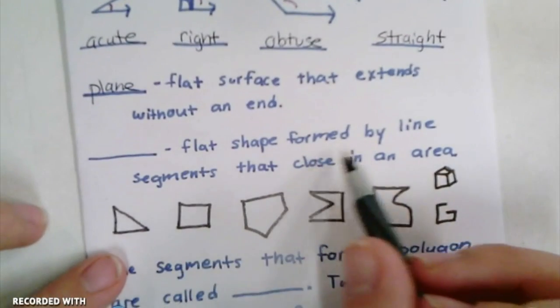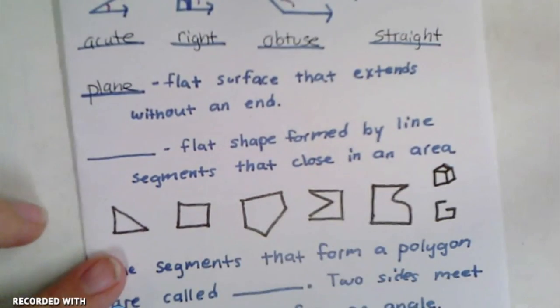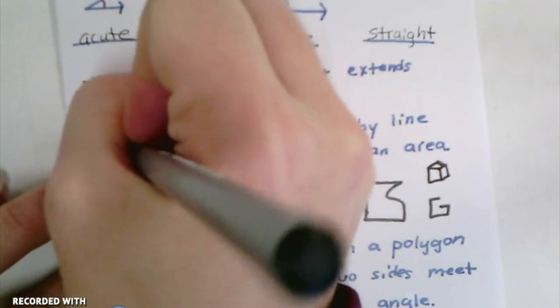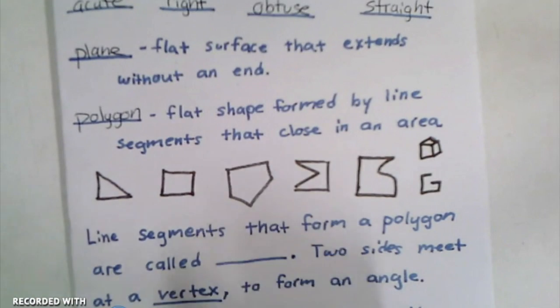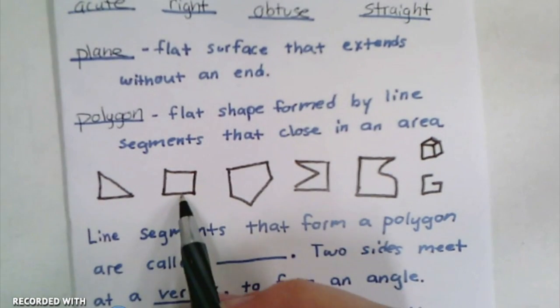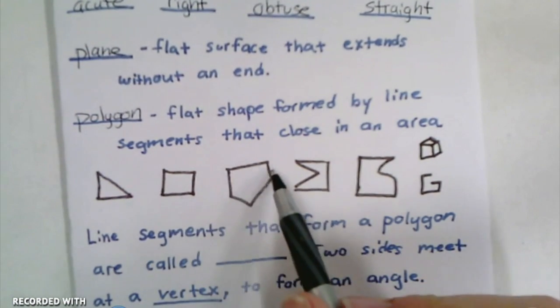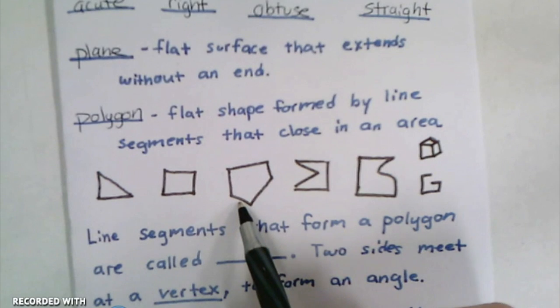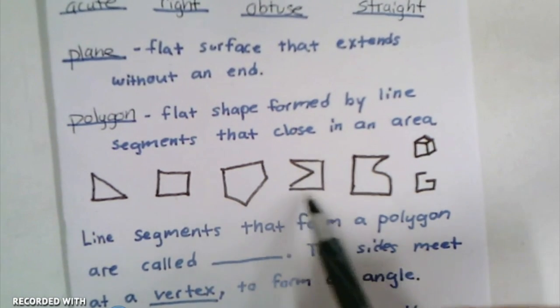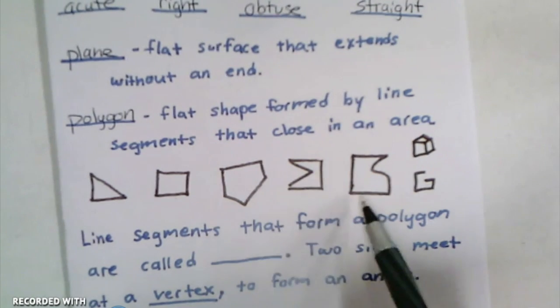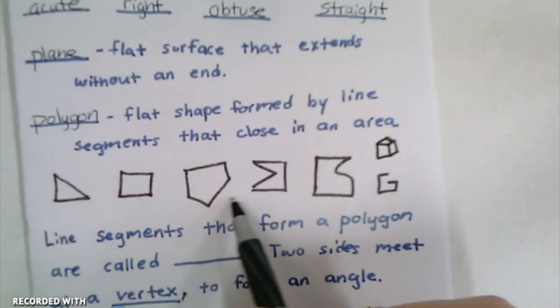A flat shape formed by line segments that close in an area is called a polygon. Some examples of polygons would be a triangle or a square, or this figure has 1, 2, 3, 4, 5 sides, so it's a pentagon. Or this figure has 1, 2, 3, 4, 5 sides, so it's also a pentagon, just a different one. These would all be polygons.